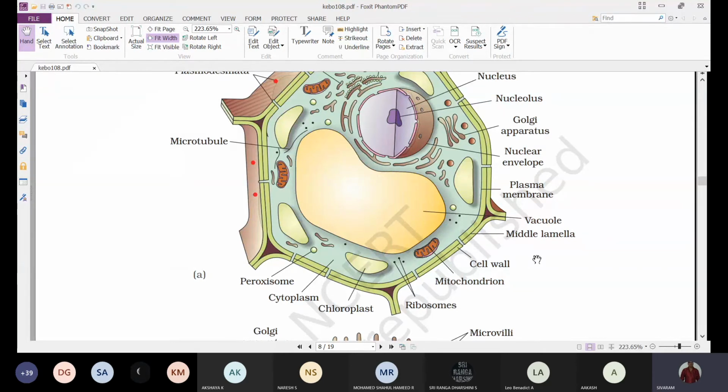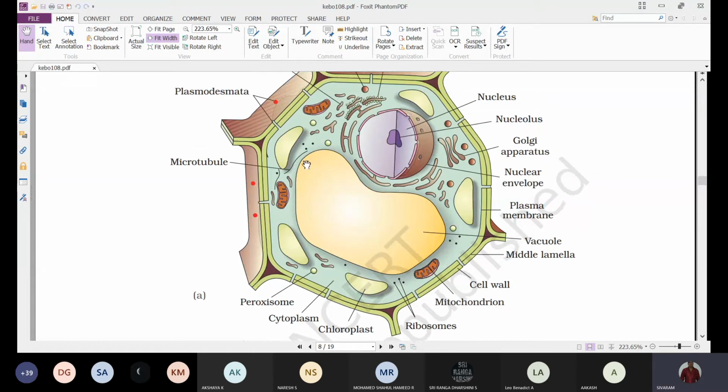Okay, this middle lamella will act as a cement-like substance, and we'll find the chloroplast, peroxisomes, and this is the cytoplasm. We'll find ribosomes and a large central vacuole, which is the characteristic feature of plant cell. And then the nucleus is surrounded by a membrane called the nuclear envelope. And we'll find the nucleus and the nucleolus, the dark stained, centrally located region of the nucleus, we call it a nucleolus.